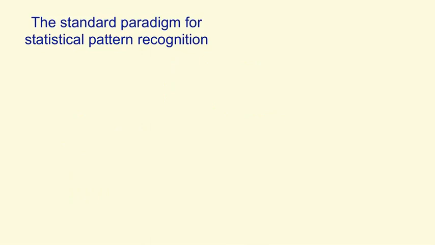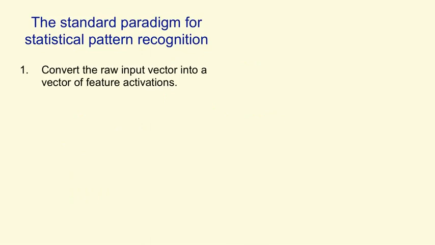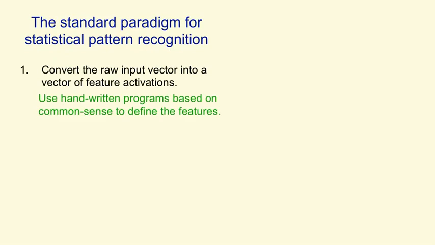In statistical pattern recognition, there's a standard way to recognise patterns. We first take the raw input and we convert it into a set or vector of feature activations. We do this using handwritten programs which are based on common sense, so that part of the system does not learn. We look at the problem, we decide what the good features should be, we try out some features, we see if they work. If they don't work, we try some more features. And eventually we get a set of features that allow us to solve the problem by using a subsequent learning stage.